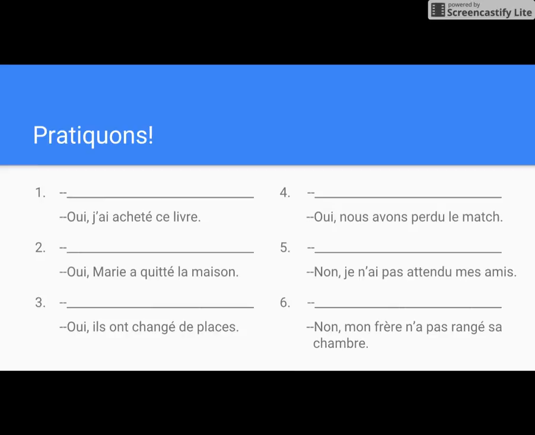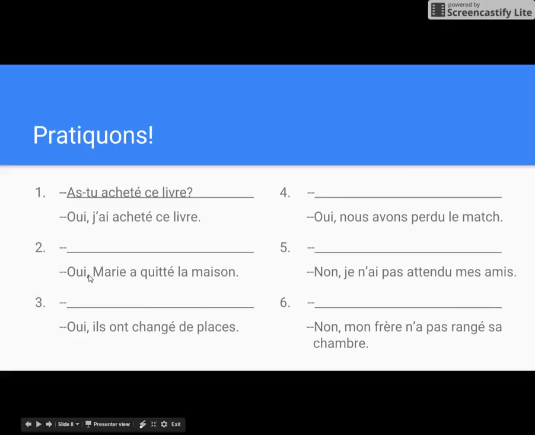Alors, so let's go through these answers, right? So for number 1, numéro 1, we have oui, j'ai acheté ce livre. Yeah? So again, we have to change our subject pronoun from je to tu and reconjugate our verb. So it will be as-tu acheté ce livre? Bien, as-tu acheté ce livre? We're going to flip-flop our subject pronoun and our conjugated verb, which is our helper verb, our form of avoir in the passé composé. As-tu acheté ce livre? Oui, j'ai acheté ce livre.